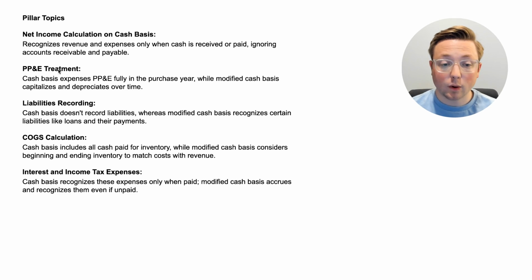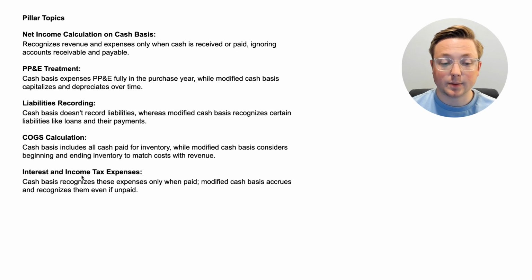For property, plant, and equipment treatment, cash basis expenses property, plant, and equipment fully in the purchase year, while modified cash basis capitalizes and depreciates over time, kind of like normal accrual accounting, right? Liabilities recording: cash basis doesn't record liabilities. That's a big thing. Cash basis does not have liabilities, whereas modified cash basis recognizes certain liabilities like loans and their payments. Now for COGS calculation, cash basis includes all cash paid for inventory, and that's it, while modified cash basis considers beginning and ending inventory to match costs with revenue. Again, kind of similar to accrual accounting.